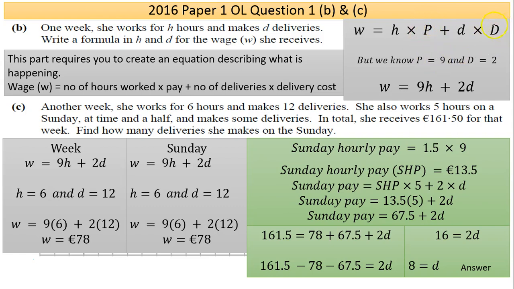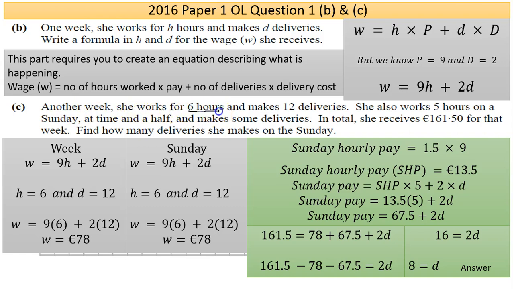Okay, her big D, the number, the cost per delivery, was 2. So those 2 numbers can go in instead. W equals 9 times the hourly rate plus 2 times 2 per delivery. Or rather, I should say, her wages equals 9 times the number of hours worked plus 2 times the number of deliveries. So part C then, another week she works for 8 hours.